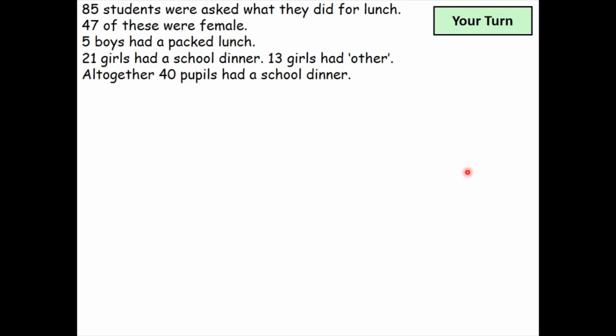I'll give you another one to have a go at now. Please can you pause the video and draw a frequency tree to represent this information. Have a go now.